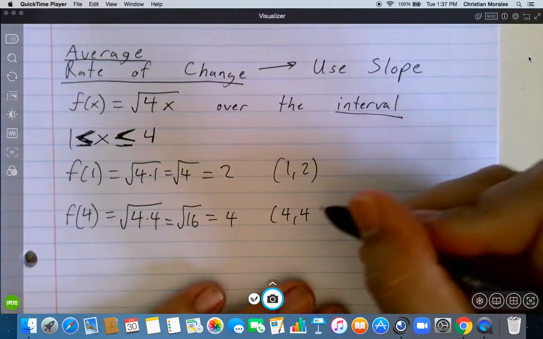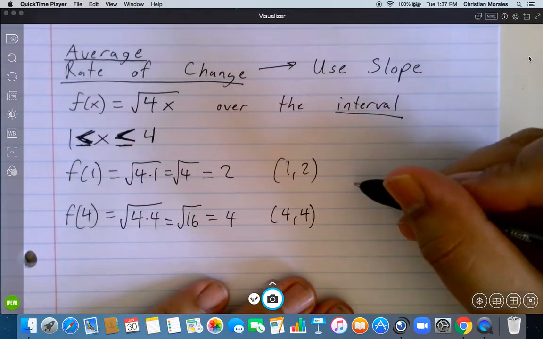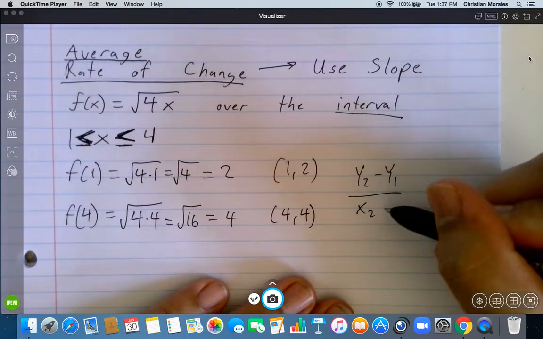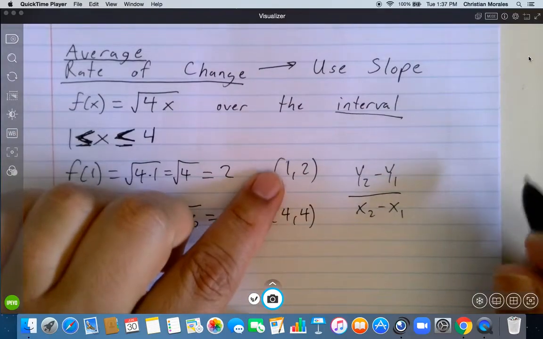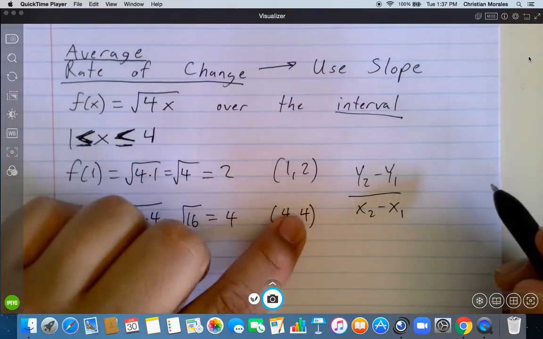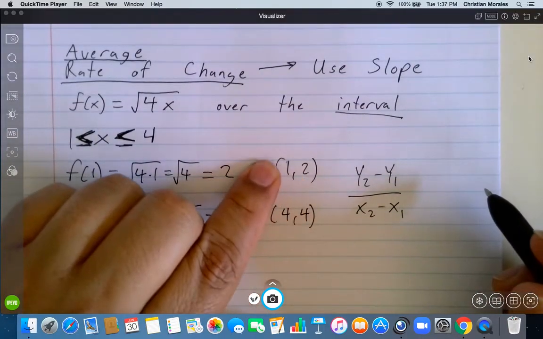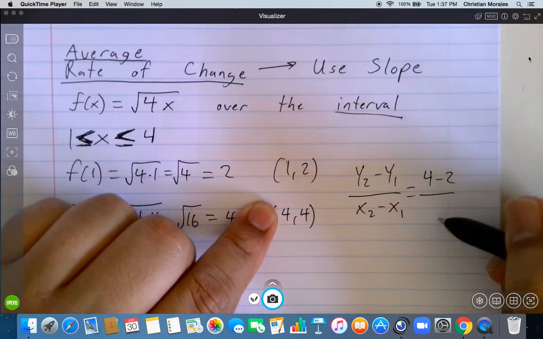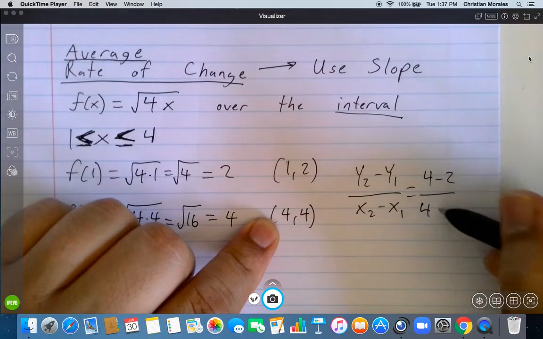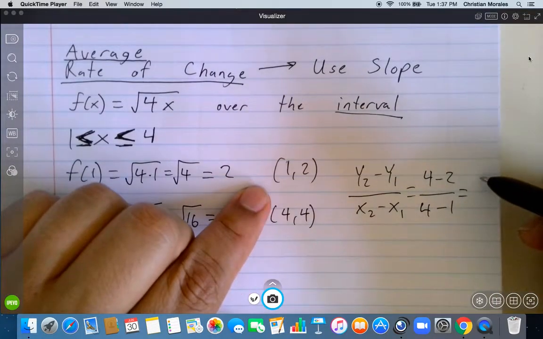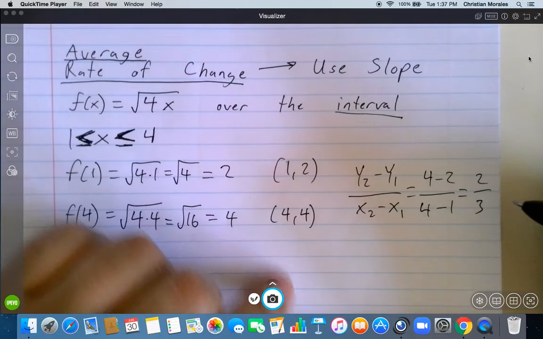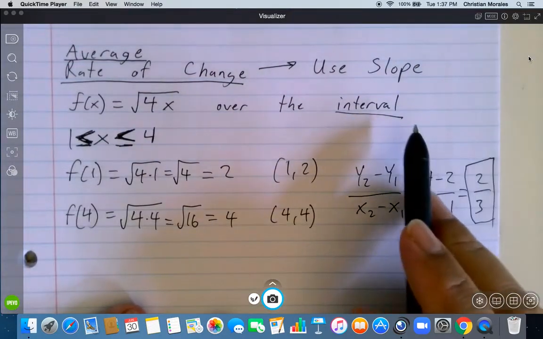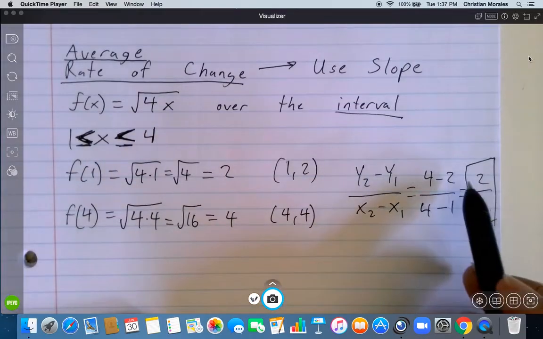Now if you remember the slope formula that we're going to use, slope formula is y2 minus y1 over x2 minus x1. So the reason I like to write it as points is because these numbers are my y's and these numbers are my x's. So I'm going to do 4 minus 2 and 4 minus 1, and I get 2 over 3. And this is my average rate of change. My average rate of change over the interval for this is 2/3.